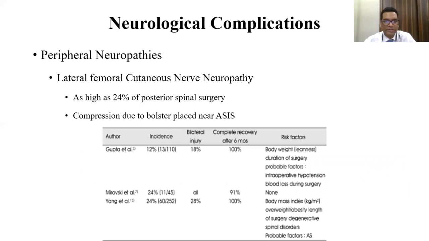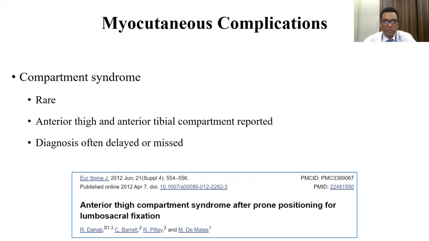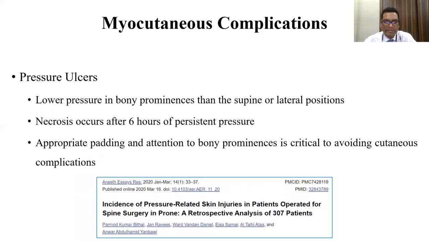One more complication is lateral femoral cutaneous nerve neuropathy. Its incidence is around 24%, but it is reversible. Compartment syndrome is rare. The anterior thigh and anterior tibial compartments are mainly reported. The diagnosis is often delayed and missed.